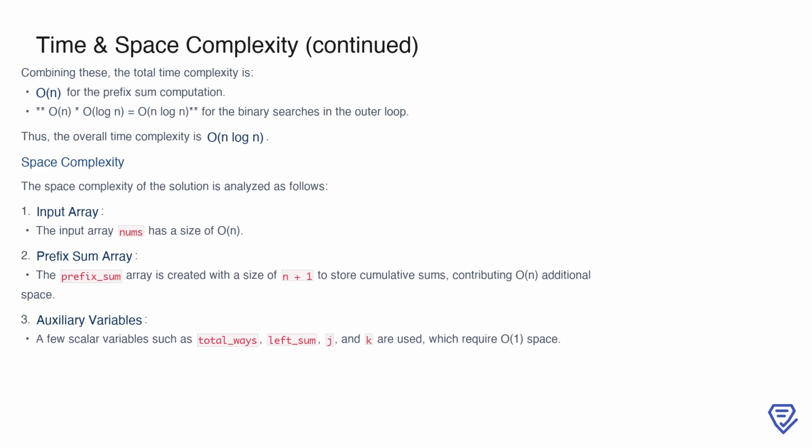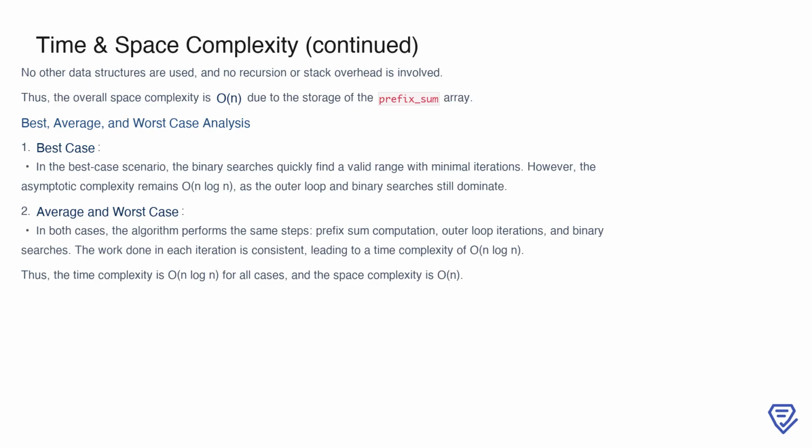Now, considering the space complexity, we start with the input array nums, which already requires O(n) space. Then, the prefix sum array is created, and it also has a size of O(n), as it stores cumulative sums for each index up to n plus 1. Apart from these, the algorithm uses only a few scalar variables like total_ways, left_sum, j, and k, which require constant space, O(1). Since no other data structures are used in the solution and there is no recursion or stack overhead, the overall space complexity is O(n), primarily due to the prefix sum array.